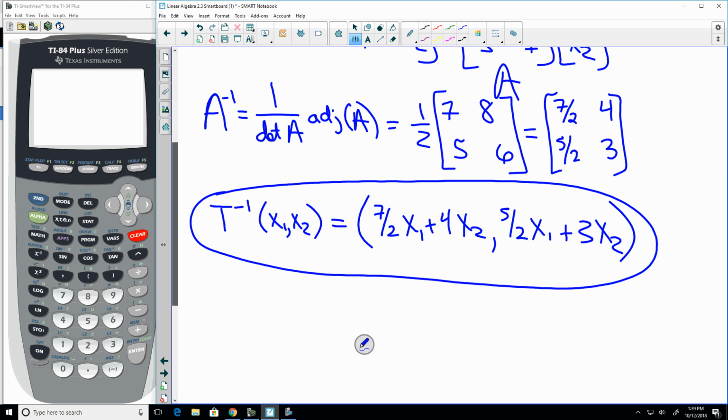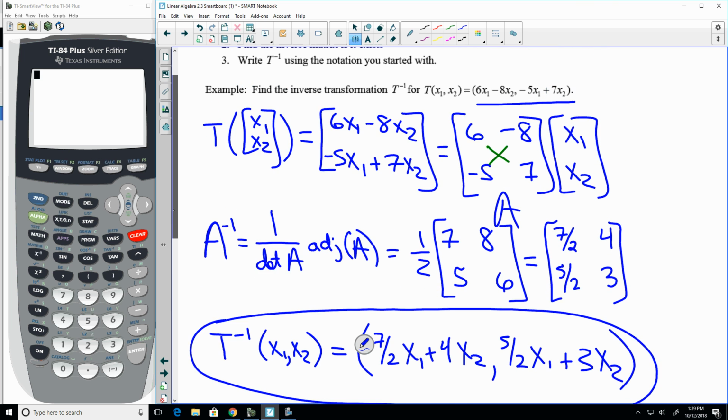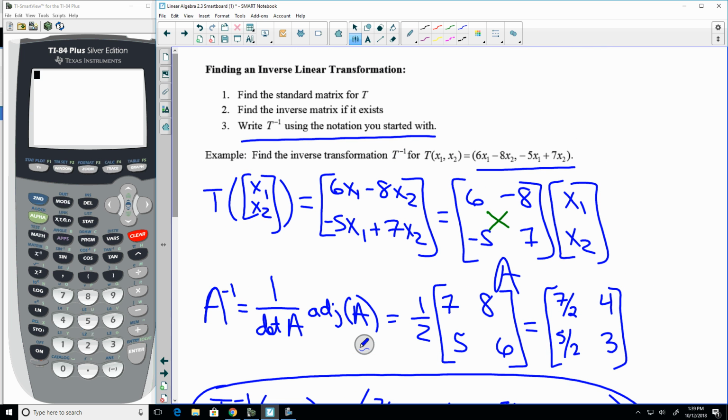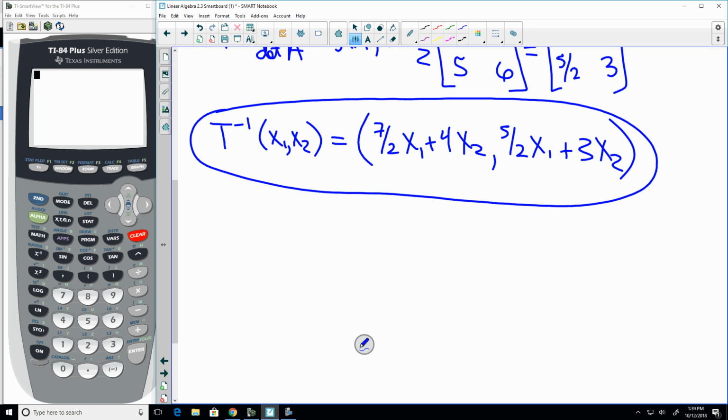Questions? I wrote it like that. You could also write it like a vector. As a vertical vector? Yeah, but it told me to use the same notation you started with, so I just wrote it exactly how it was written in the problem. But it's equivalent. This is the first component of the vector, that's the second component of the vector, right? It's still a vector, it's just written in a row instead of a column.